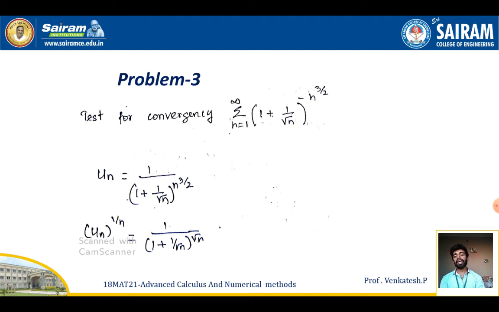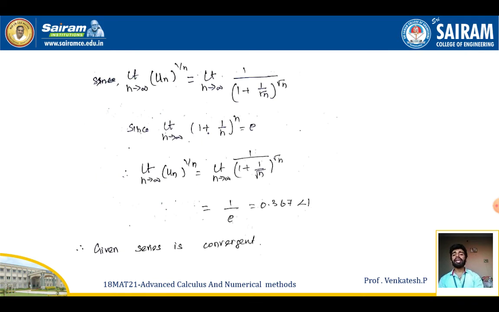I can write the equation like this. Applying u_n^(1/n) on both sides of the equation, I'll get 1/(1 + 1/√n)^(√n). On applying the power 1/n to n^(3/2), it will be equal to √n. Now I can apply the limit n tends to infinity on both sides of the equation to satisfy the Cauchy's root test. So limit n tends to infinity u_n^(1/n) = limit n tends to infinity 1/(1 + 1/√n)^(√n).